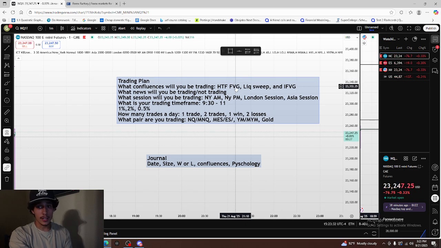Instead of an inverse fair value gap, are you going to be doing change in the state of delivery? Are you going to be trading support resistance? Are you going to be trading mitigation blocks, breaker blocks, whatever your little heart desires that you want to trade? Just figure out where your confluences are going to be and stick to them.